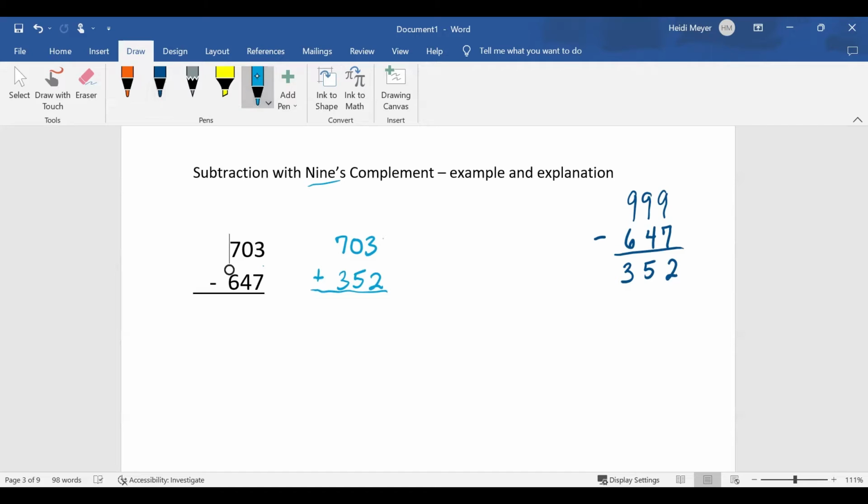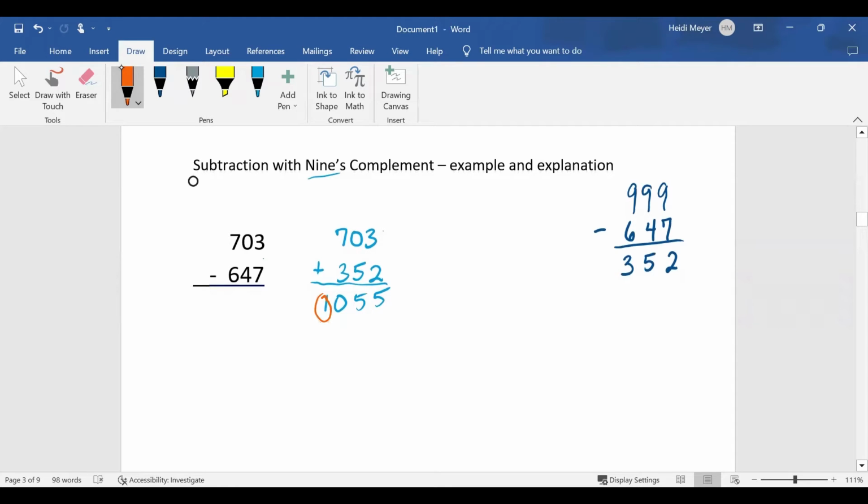So continuing with our work, we're going to add. 3 plus 2 is 5, 0 plus 5 is 5, 7 plus 3 is 10. Now, obviously, that's not the answer to the subtraction problem. Something in the 700s minus something in the 600s does not give you something in the thousands. The final step is to take the 1 in the front and to place it at the back. And what I mean by place is to add the 1 to the number that's in the 1's place. So the final result here is 56. That's the answer to the problem.